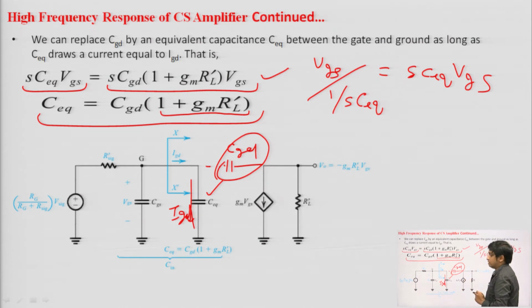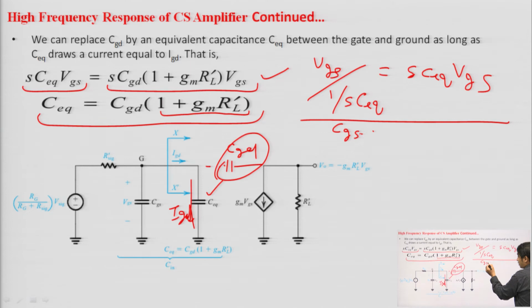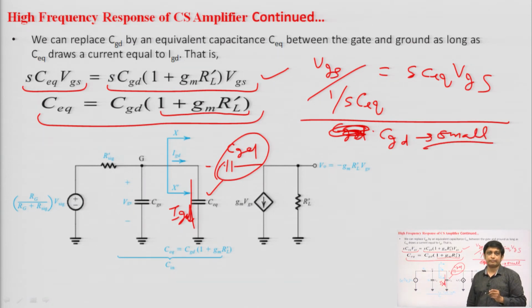Now, see, the value of CGD is small. Why? Because in the saturation region the channel is pinched off, and because of that the value of CGD is very small. But when this CGD is connected across two nodes, if the gain is high, then this CGD will get multiplied by a larger amount, that is 1 plus GM RL dash.